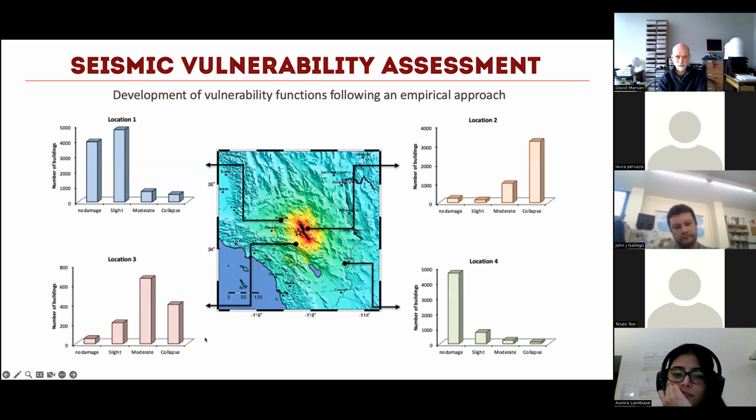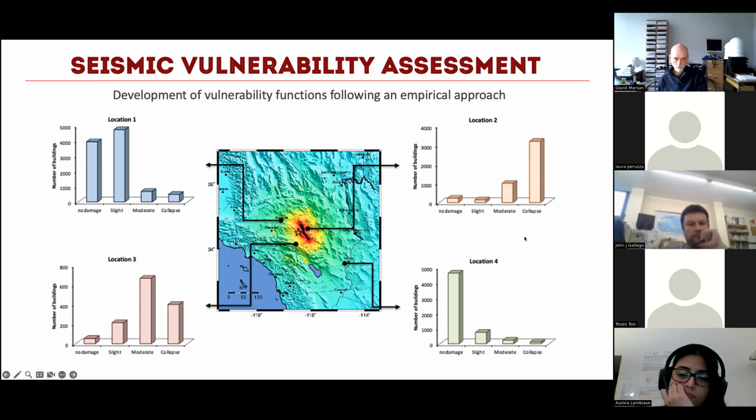With empirical stuff, it's relatively simple. Basically, we just send people to different parts that were affected by an earthquake. We check how much the ground shaking was. For example, look at this location, very close to the epicenter, where the ground shaking was high. There was a huge number of buildings that collapsed. If I get to a location that is further away from the earthquake, so lower ground shaking, I have a lot of buildings that had no damage or only slight damage.